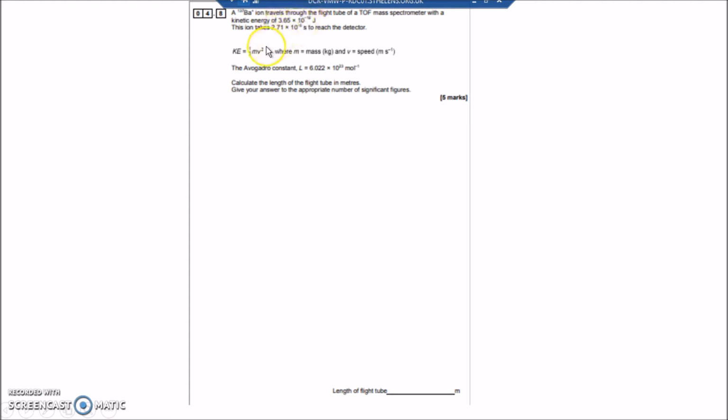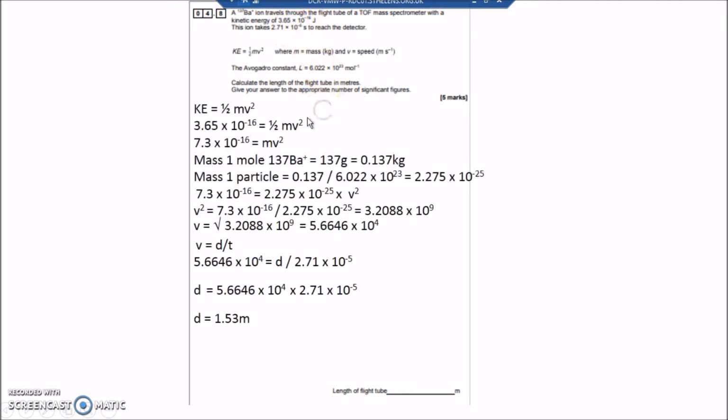3.65 times 10 to the minus 16 equals half m. M is the mass of a particle. Well, 137 of a barium particle is the mass of 1 mole. If I divide the 137 by Avogadro's constant, I'll find out the mass of one particle. That'll be in grams. I'll have to get into kilograms. So grams into kilograms, I'm going to have to divide by 1,000 because that m there is the mass of one particle in kilograms, and then that'll give me v squared. I can square root it and find out v, and from that I can work out the length of the detector.